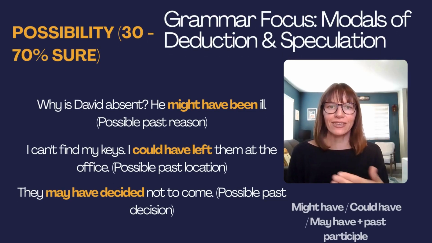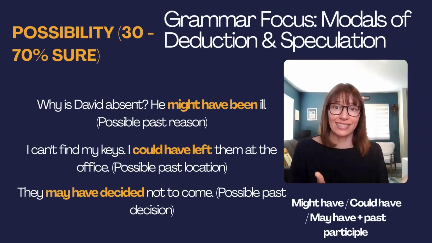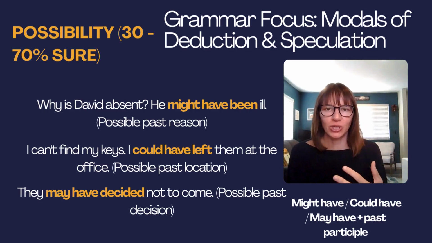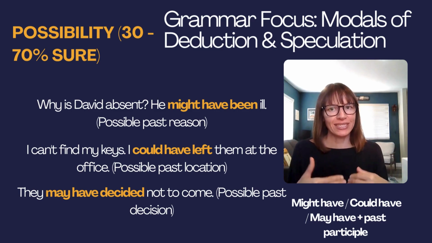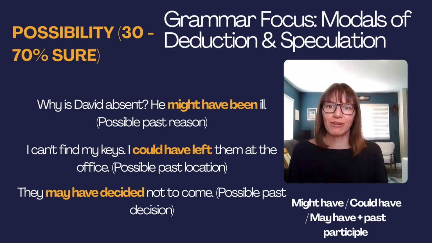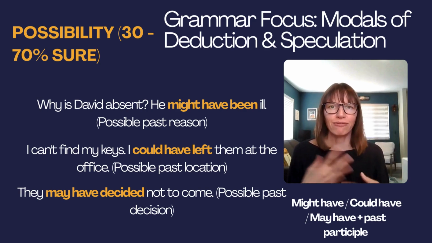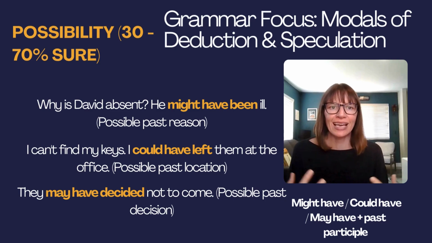Here we have might, could, and may again. This time we're talking about the past. And we're 30 to 70% sure about an event that happened in the past. Let's look at some of our examples. Why is David absent? He might have been ill. Or, I can't find my keys. I could have left them at the office. Or, they may have decided not to come. And again, we use might, could, and may fairly interchangeably in the same way.